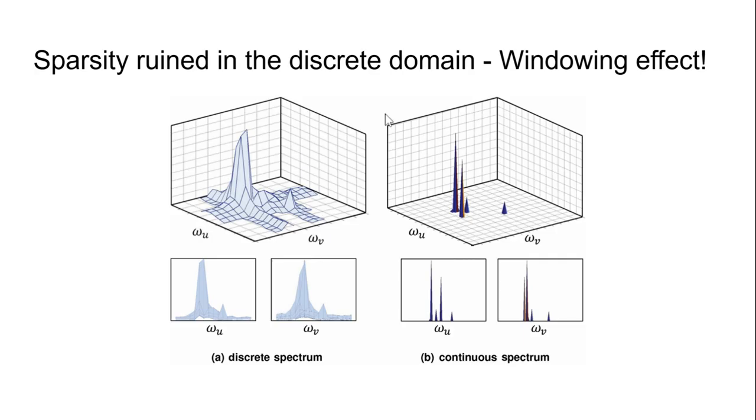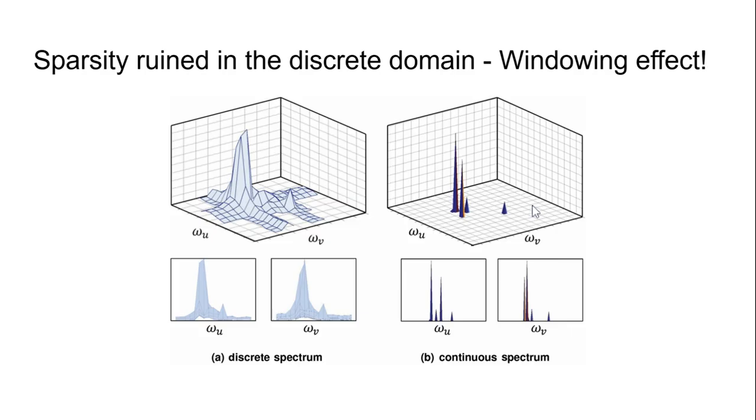Another thing the paper talks about is the windowing effect, and that manifests itself as the sparsity being ruined in the discrete domain when you go from the continuous domain to the discrete domain. And that's because you sample only a finite window of the light field, and that corresponds to convolving with a sinc function in the Fourier domain. And if you convolve a sparse signal with a sinc function, that signal is not sparse anymore.